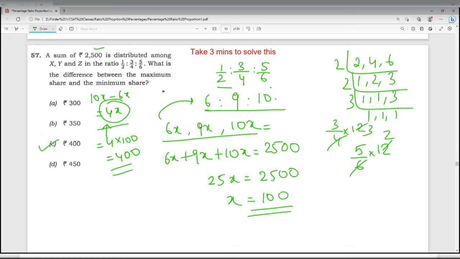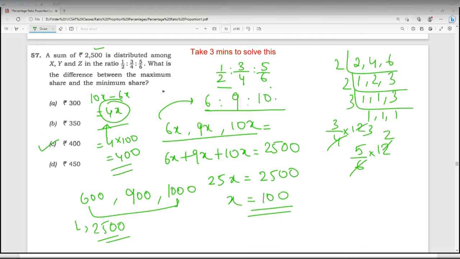So if we calculate the ratio, the share of X would be 600, Y would be 900, and Z would be 1000. If you add all these three, it would be 2500. I hope you have understood this. If you have any query or doubt, please ask.